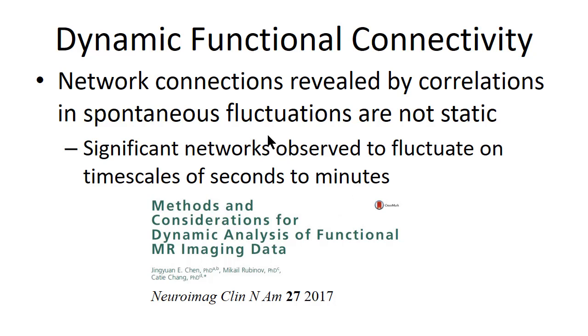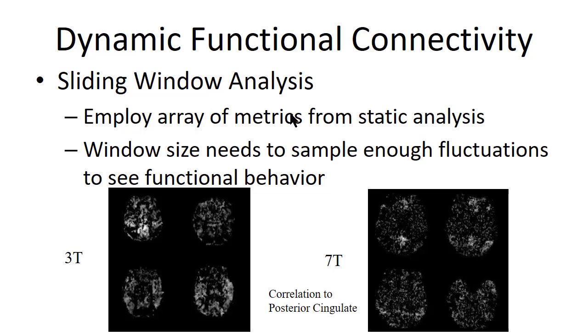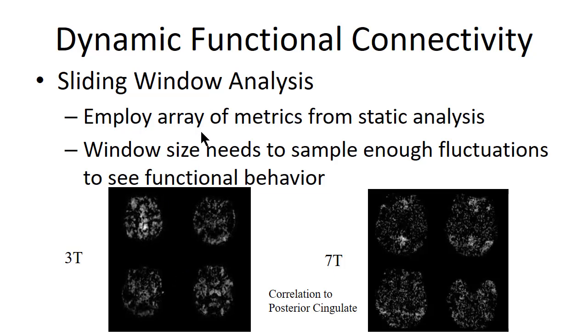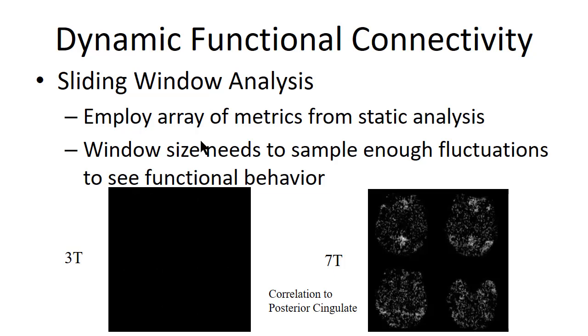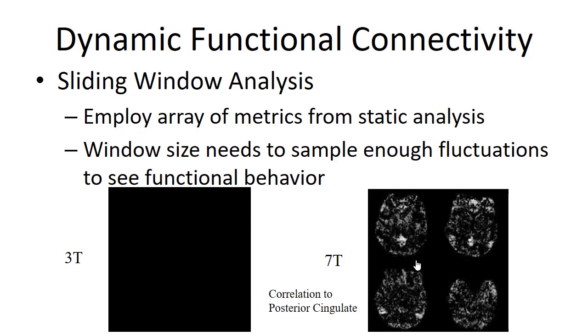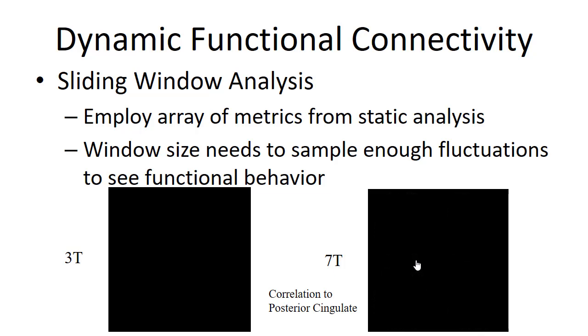Okay, so I'm out of time here. I had a couple of slides that I wanted to show on dynamic functional connectivity. I'll just show one of the movies here. This is a sliding window of 90 seconds showing correlation to the posterior cingulate. Let me see if this one will run. Oh, the problem is it's not looping. Okay. Can I run it again?